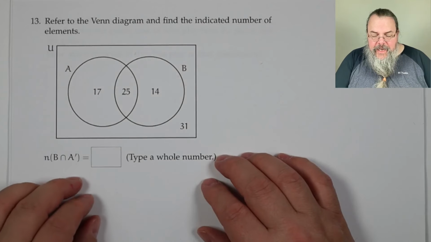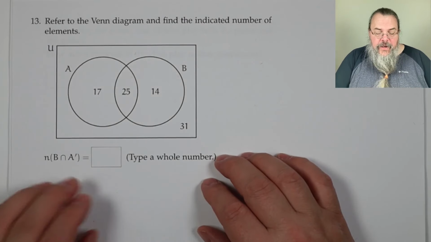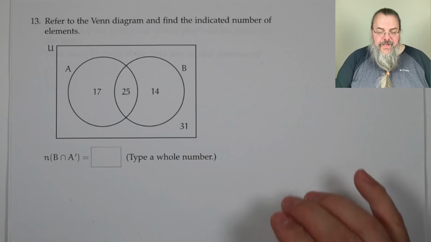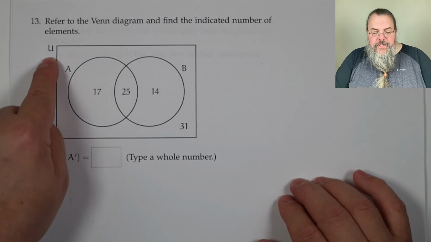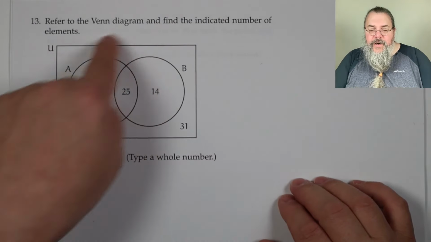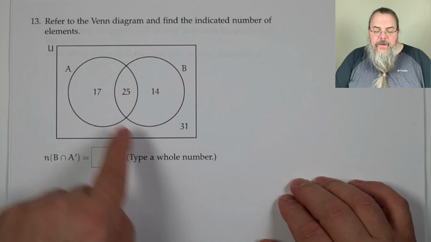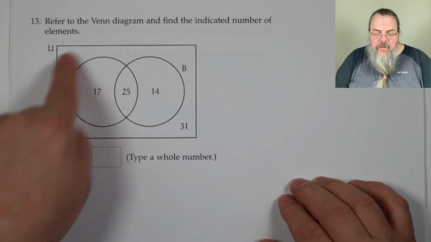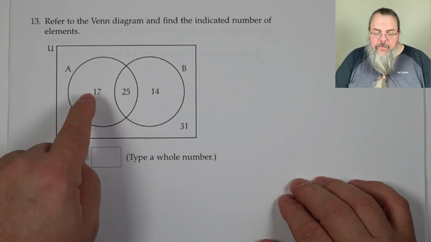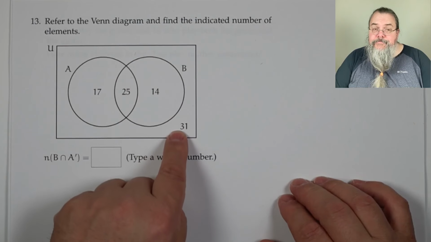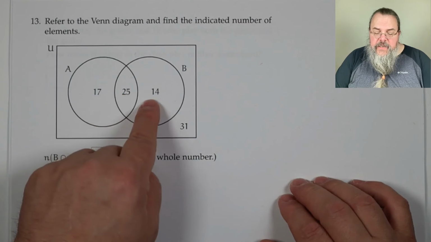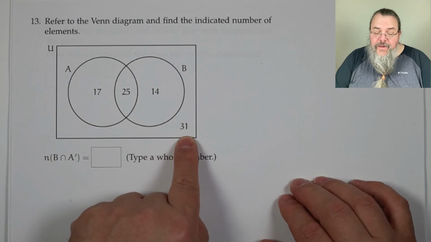and find the indicated number of elements. Okay, so let's first off make sure we understand what we see here. U should be there. That stands for the universe. So here's the whole collection of objects. And we have two sets, this set A and this set B, and that breaks us up into 4 pieces. And now what you see is that there's a number inside of each piece.